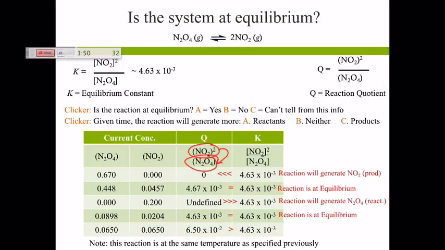The other way to do that would be that if Q is bigger than K, that means we're going to be moving in that direction as well. So a number of different ways you can think about this. All right. Questions?